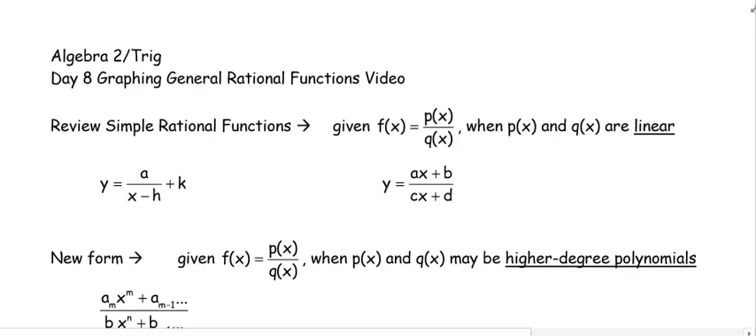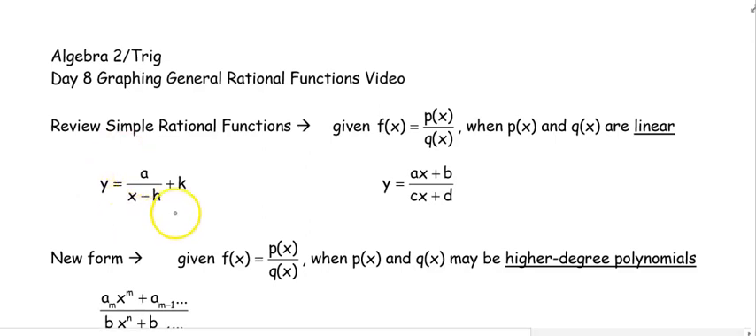Hello, today's video is going to be on graphing general rational functions. If you don't have your calculators out yet, go ahead and push pause and go get them. So we're going to start off by reviewing simple rational functions, which we have already gone over a few days.